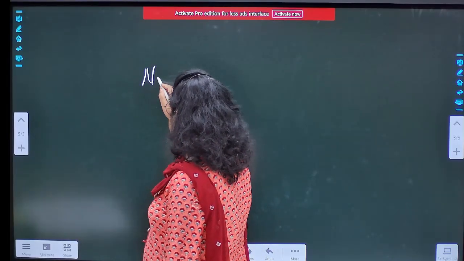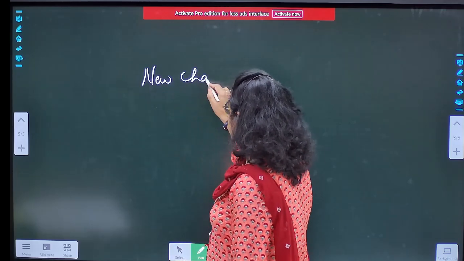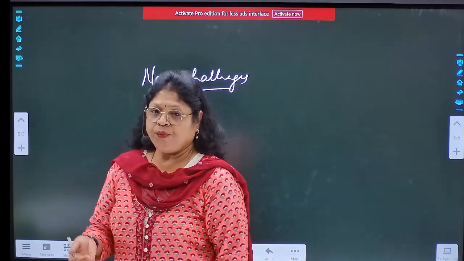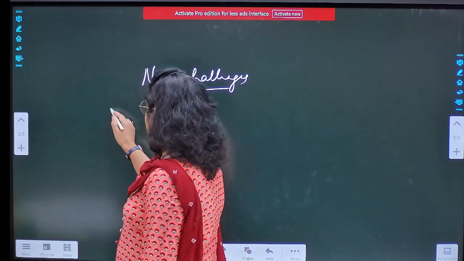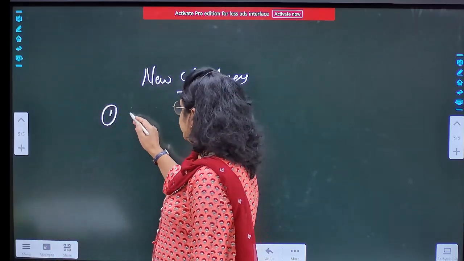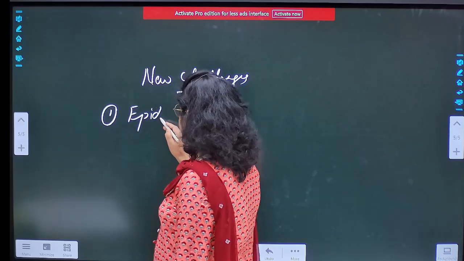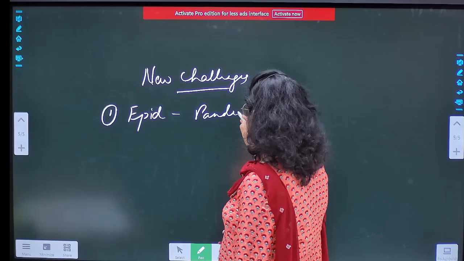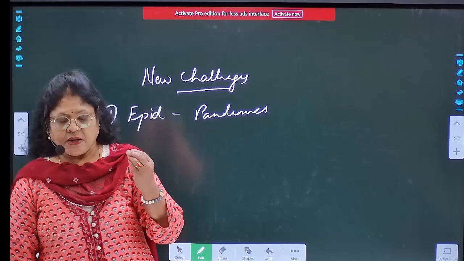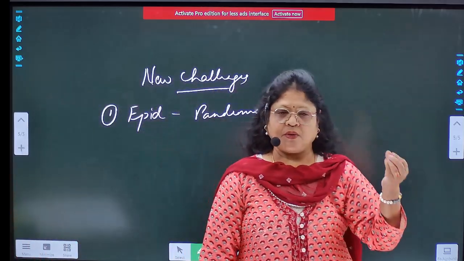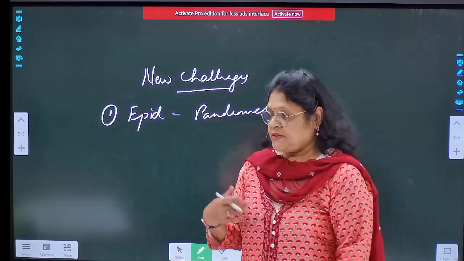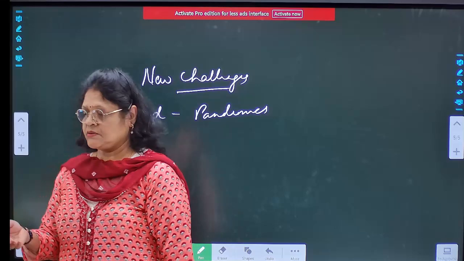So there are also some new challenges. These are all the traditional challenges that we have been talking about. There are some new challenges, especially as COVID-19 has brought about a lot of spectacular changes in the world. So now the new challenges are epidemics and pandemics. We have seen that COVID-19 has changed a lot of things in the world. Everybody has experienced and gone through the pain and the horror of that pandemic, and it has taught a lot of new lessons to the world.